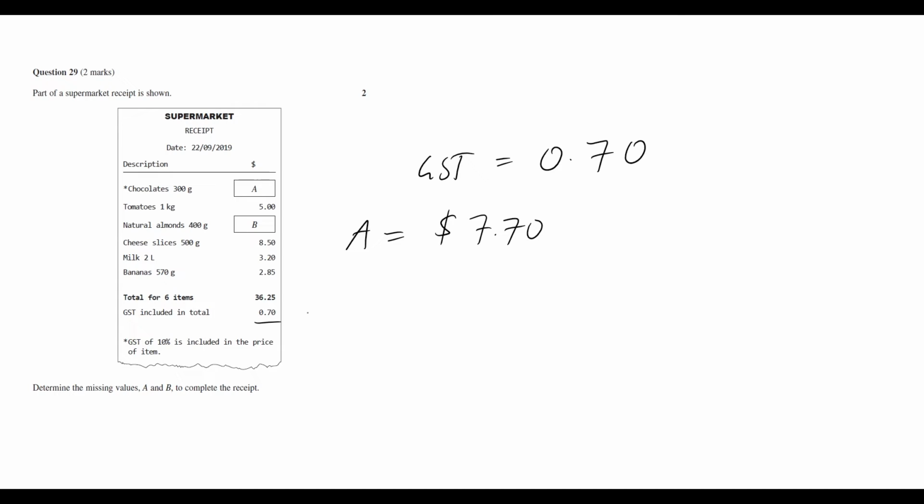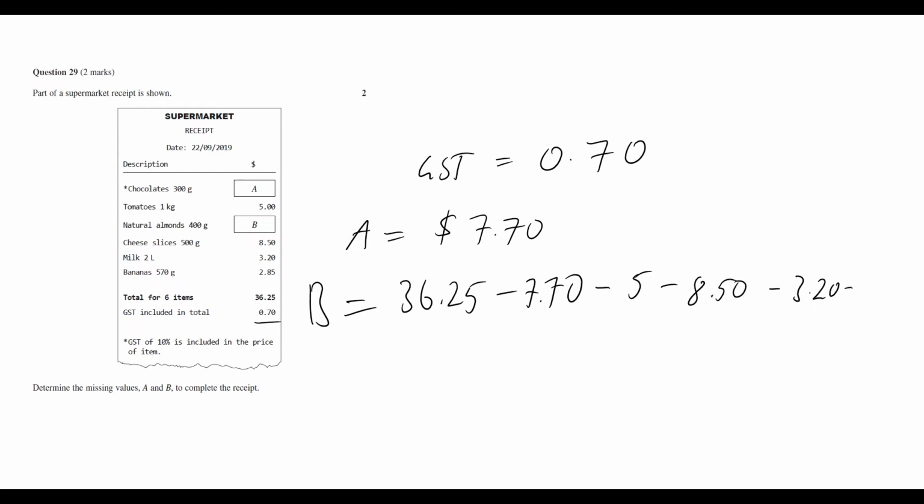So now we can figure out how much B cost. For B, we know that it's going to cost $36.25 minus $7.70, minus $5, minus $8.50, minus $3.20, minus $2.85. When we calculate all of that, we find that B is going to be equal to exactly $9.